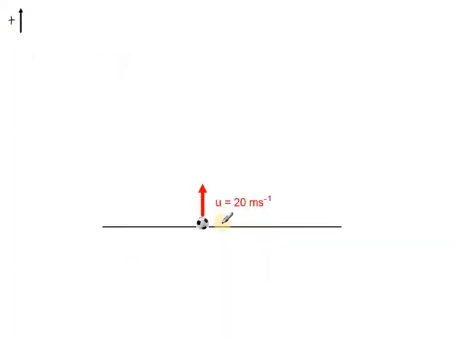Here a ball is kicked upwards at 20 meters per second, the initial velocity. The upwards direction is taken as positive. The ball will slow down vertically until it comes to a stop. This will be the maximum height of the ball. We can calculate its displacement.